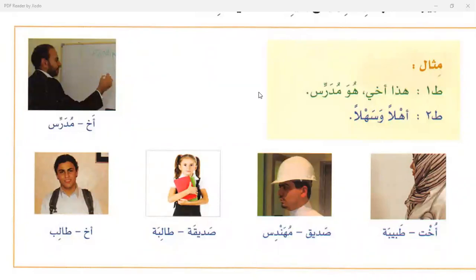Start with the third photo. Sadiqa, I can't understand you. You need to say Hazi Sadiqati. You need to add Ya. Ya means my. Sadiqati. Sadiqati huwa talib. He. Ahlan wa sahlan. For female, we use Hiya. Hiya taliba. Ahlan wa sahlan. Haza akhi huwa mudarris. Ahlan wa sahlan. Okay, no. Haza akhi huwa talib. Okay, ahlan wa sahlan.